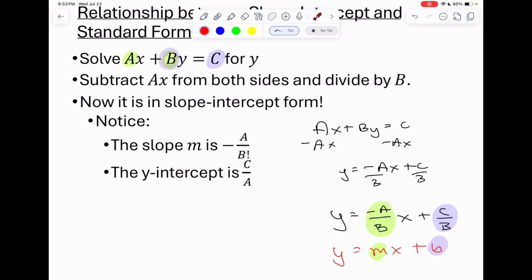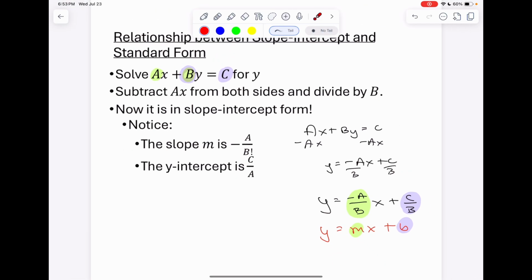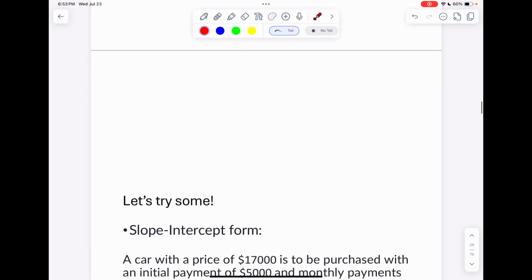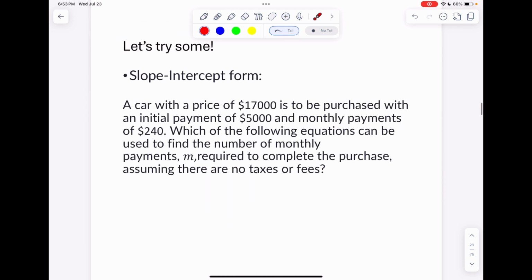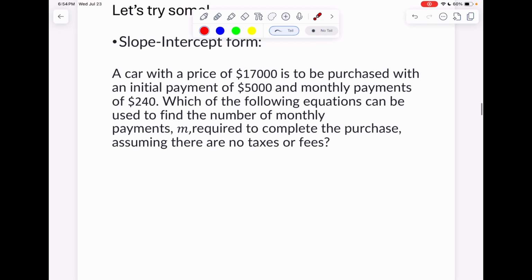And the y-intercept, again, don't just think it's c, it's not. It's not just the constant, it's the constant divided by the coefficient on the y. We'll see when this will be helpful a little bit later. But let's try setting up some equations now. We're going to first try one in slope-intercept form, and then we'll try one in standard form so we can see why we have two forms of the linear equation to begin with.